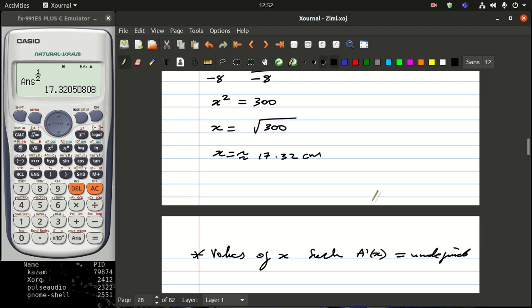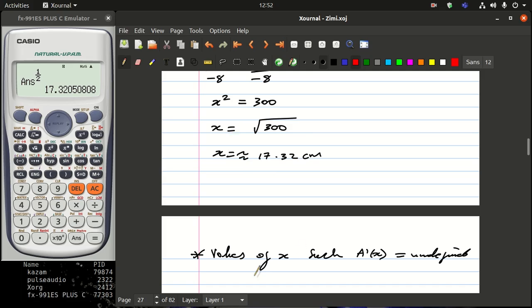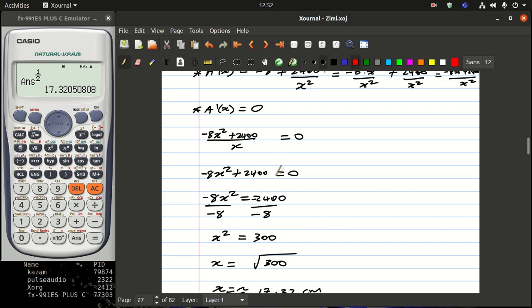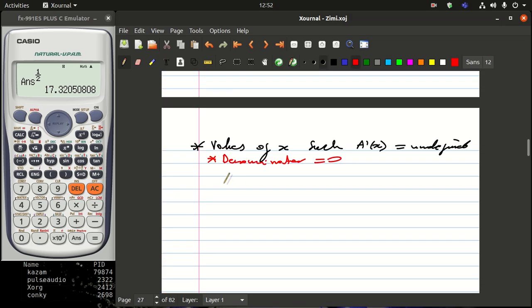So if you are looking for this value to be undefined, that is when the denominator is equal to 0. Remember that this is equal to this, so you can see that your denominator must be equal to 0. And the next thing, if you look at our denominator, what is happening here? This was supposed to be x squared, but it's not changing anything. All the calculations are still the same, which means that x squared must be equal to 0, which implies that x must be equal to 0.